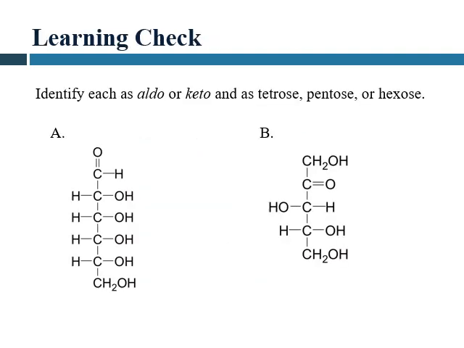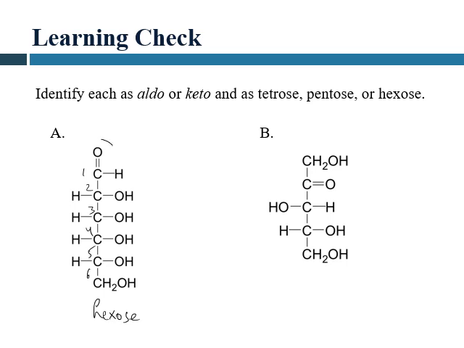Okay, for example, a question could be simple. Identify aldo or keto and as tetrose, pentose, or hexose for these sugars. For example, this is how many carbons? 1, 2, 3, 4, 5, 6. So this is a hexose.